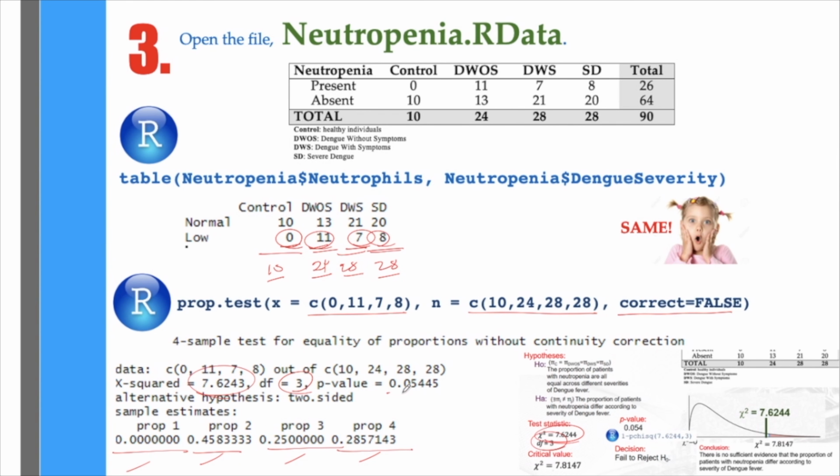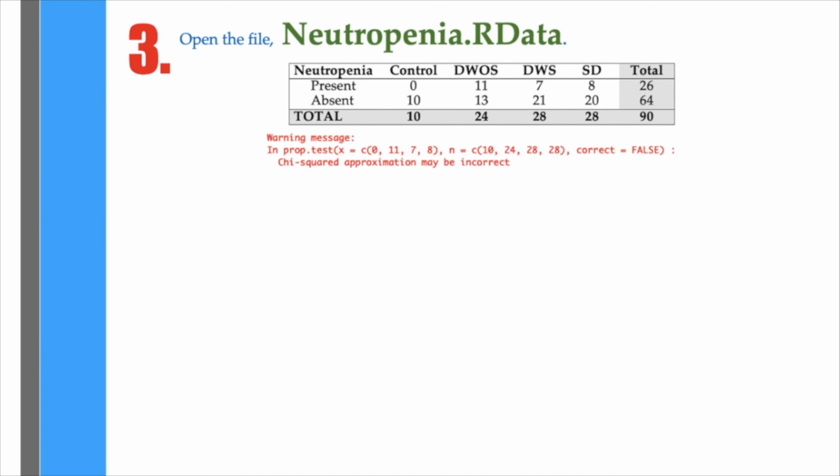So again, this p-value indicates that we're not going to reject the null hypothesis and conclude that there's no sufficient evidence that the proportion of patients with neutropenia differ according to the severity of dengue fever. Now, do not be alarmed with this warning generated by R. It is because this warning is just an indication that at least one expected count is found to be less than 5.